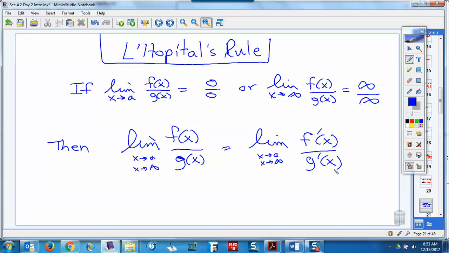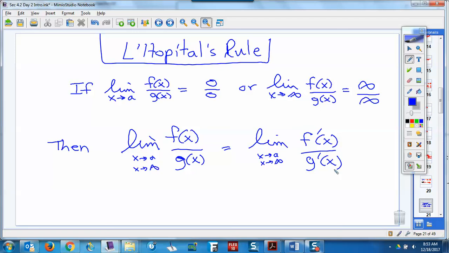So therefore, we can use the derivative of the top and the derivative of the bottom to find how fast they're changing and divide those, and that will give us our answer. In many cases. Sometimes it may not. It still might be does not exist. Okay? But we can do this.